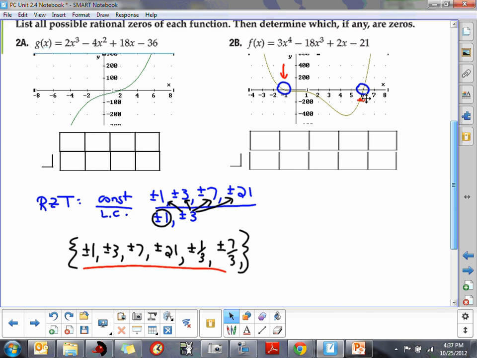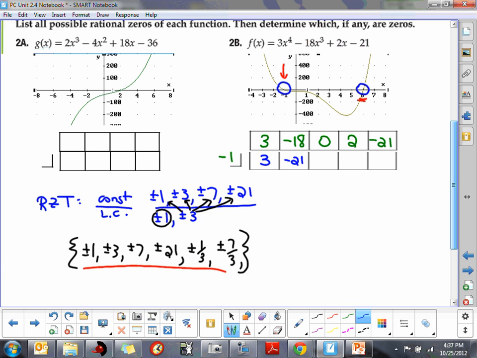So what we're going to do is try that one and see if that actually gives us 0. Okay, so using -1 as a factor, we're going to bring in our coefficients. We've got 3, -18, then we have the 0x squared, then we have 2x minus 21. We're going to perform our synthetic division. We always bring down our first number. -1 times 3 is a -3. -3 and 18 is a -21.